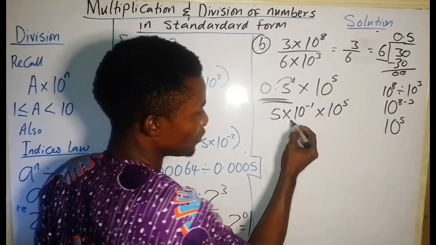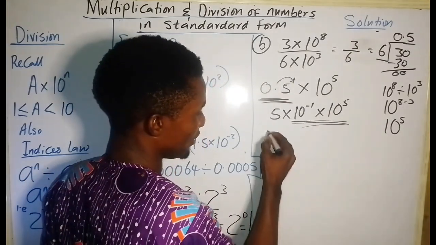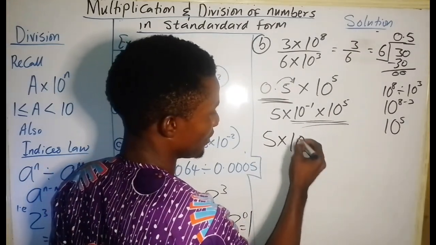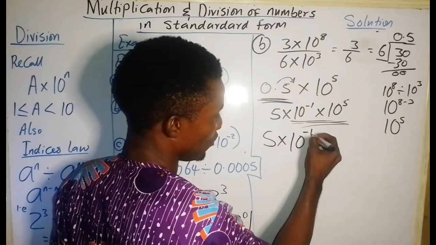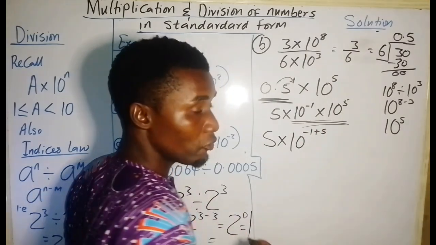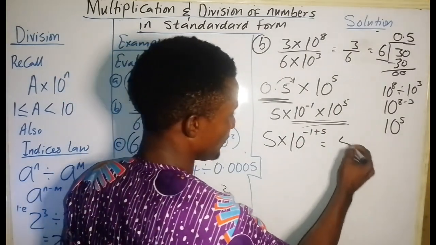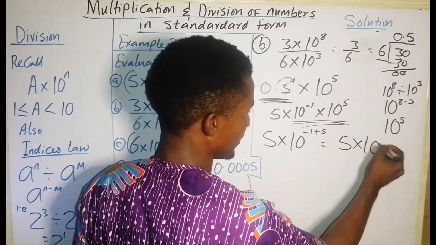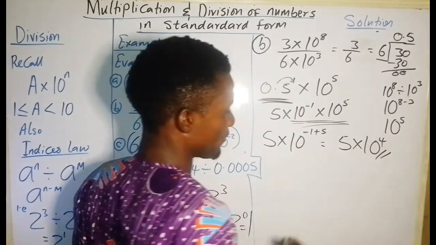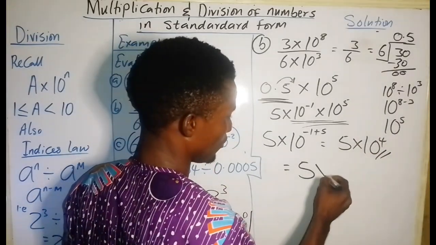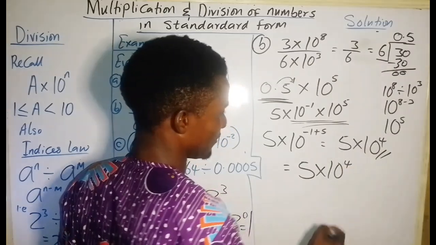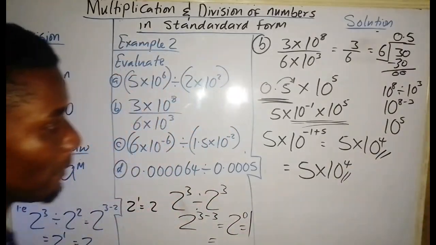So in this case now, we also deal with this base here. So we have 5 times 10 raised power minus 1 plus 5. Minus 1 plus 5 will give us 4, 5 times 10 raised power 4. So 5 times 10 raised power 4 will be our final answer for this second one.